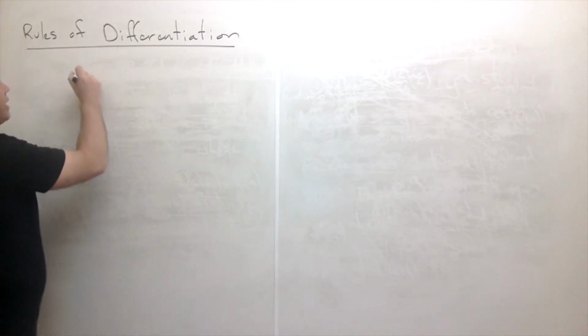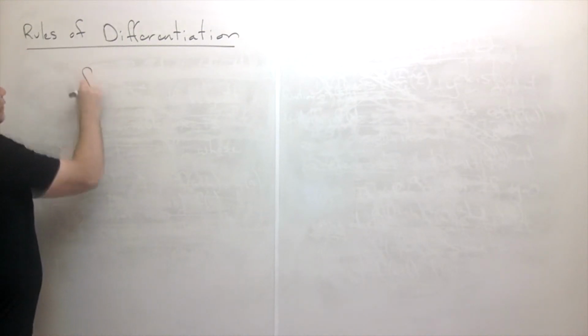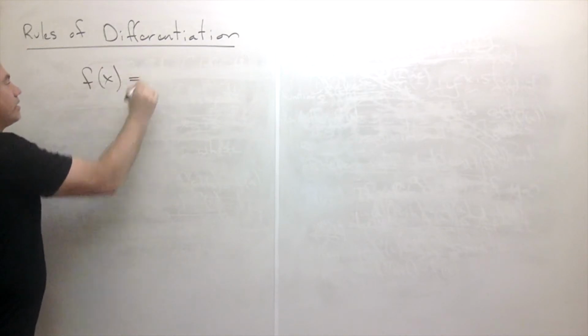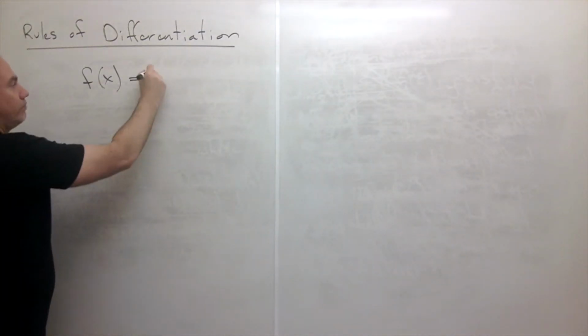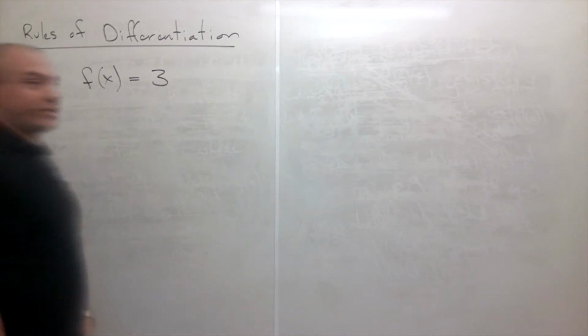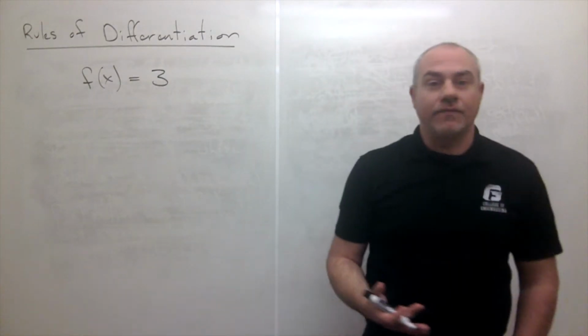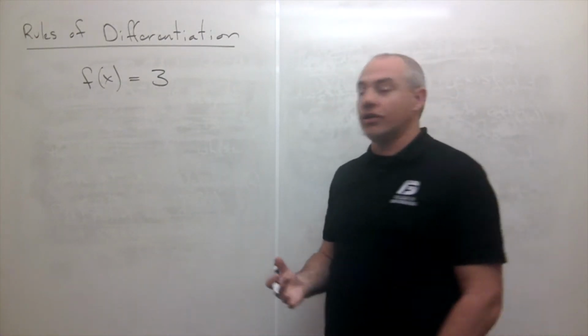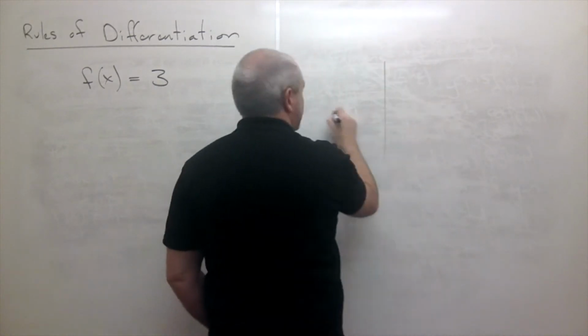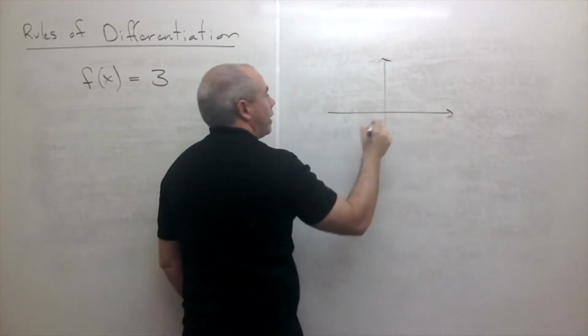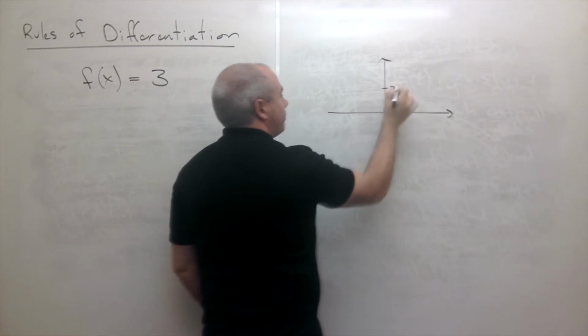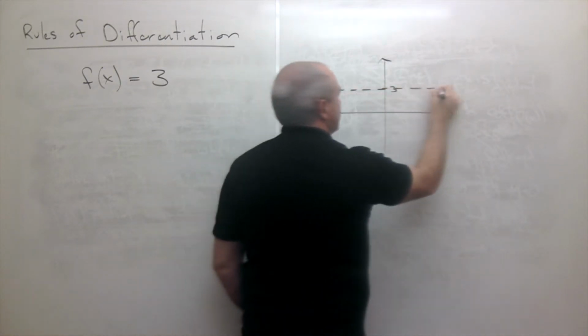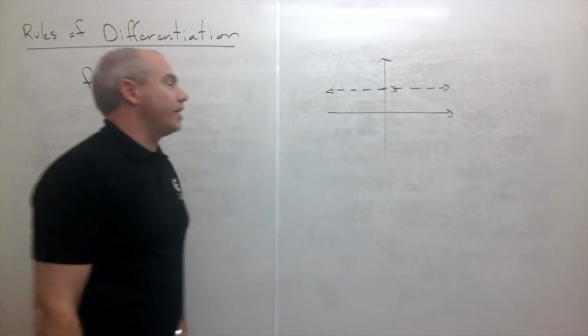Okay, so let's say we have a function like f of x is equal to, let's say, 3. So it's just a constant function. And what does a function like this look like? If this is my x and y axis and this is 3 up here, then it's just this horizontal line right here.